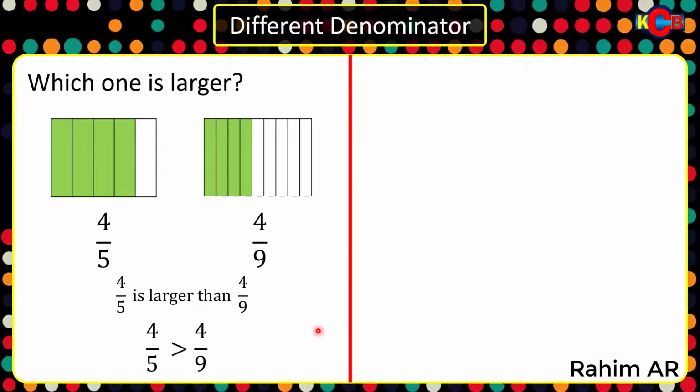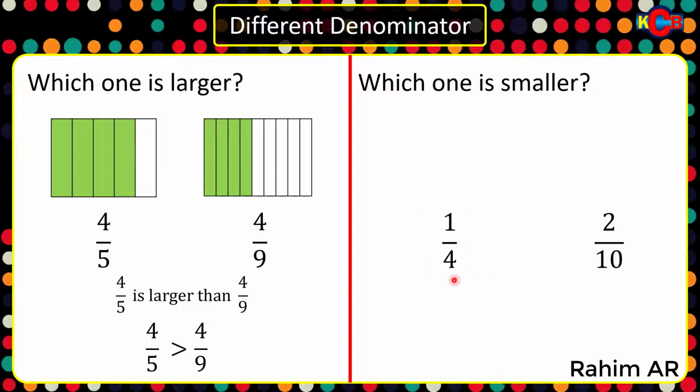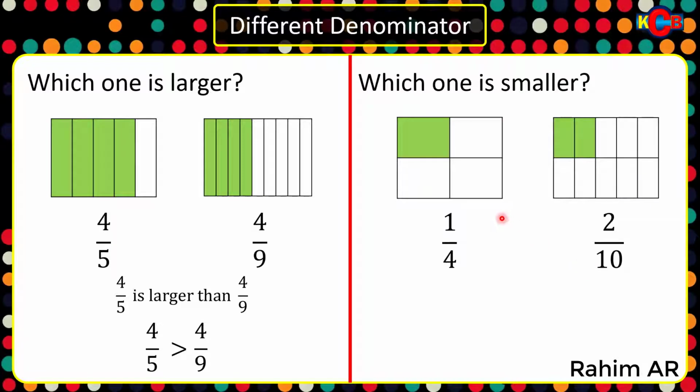Next, which one is smaller between 1/4 and 2/10? After we visualize these two fractions, we can see that 2/10 is smaller than 1/4. Therefore, 2/10 is smaller than 1/4. This is the symbol for smaller than. I hope you can remember and differentiate between the symbol larger than and smaller than.